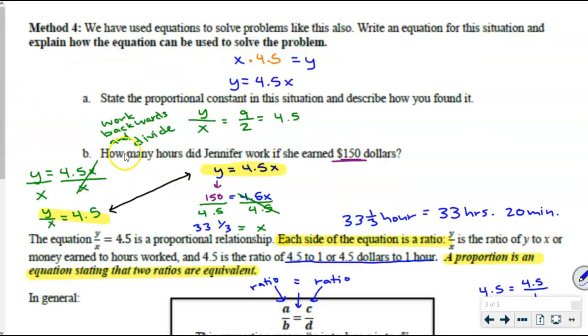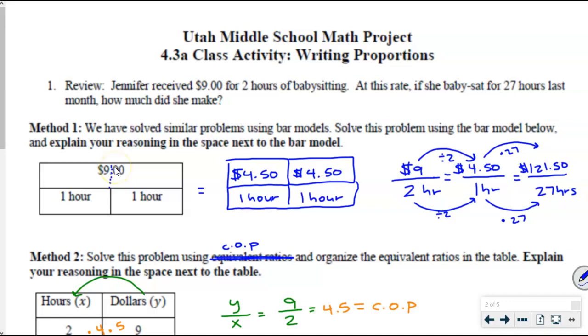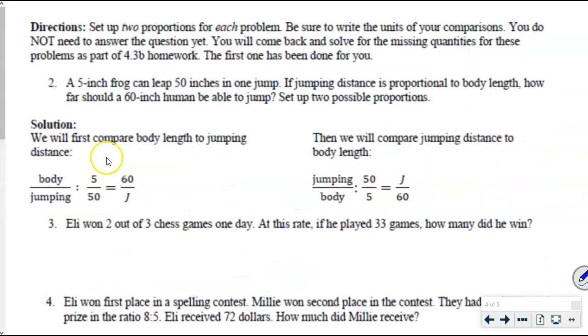Okay, this is Utah Middle School Math Project 4.3a. This is part 2. This video is only going to go over just this last little bit that we ran out of time to finish in our last video. As a quick review, here's what we're doing.